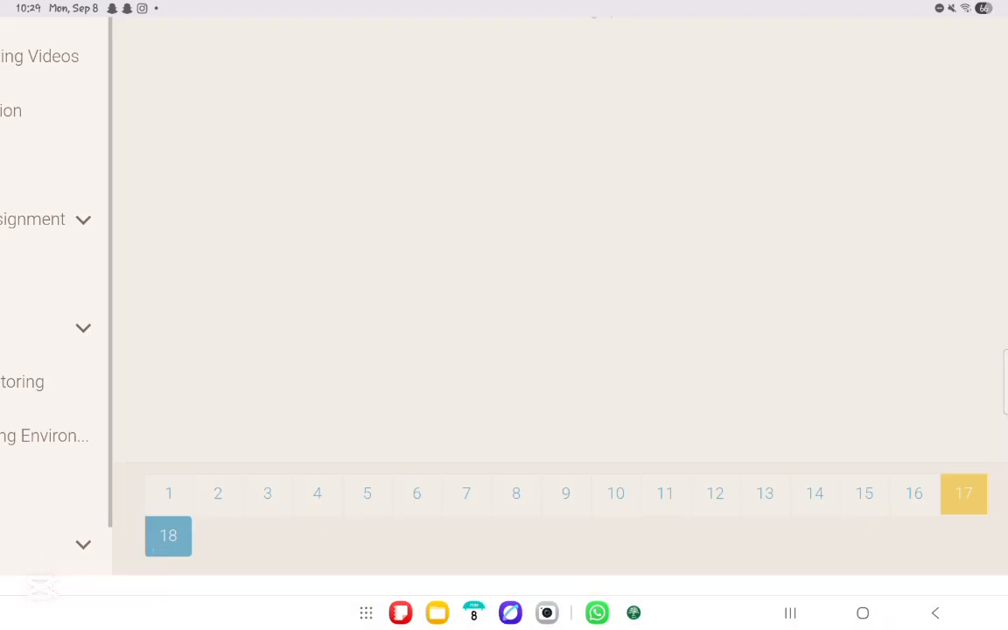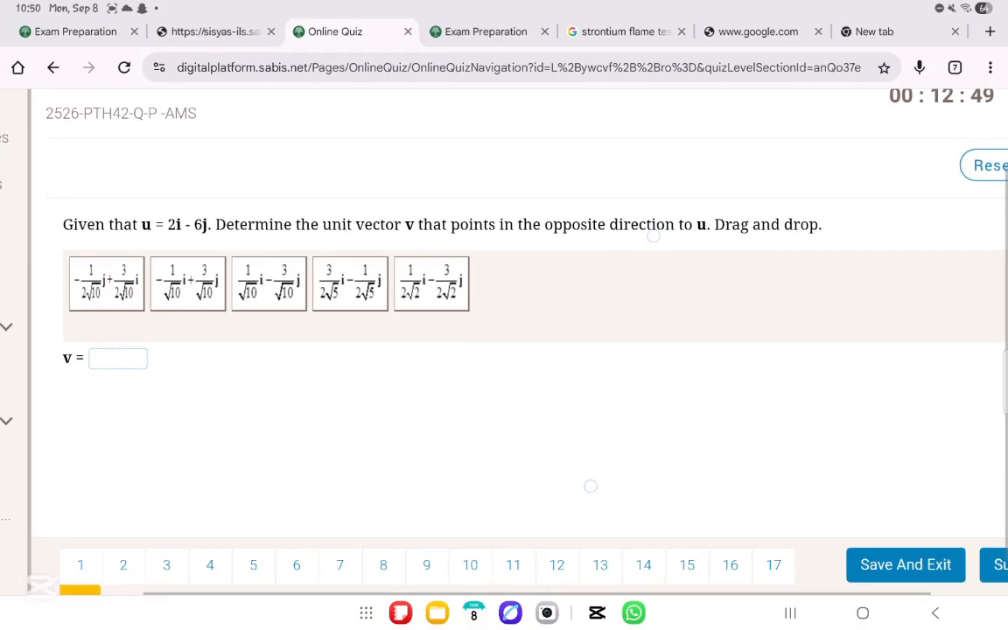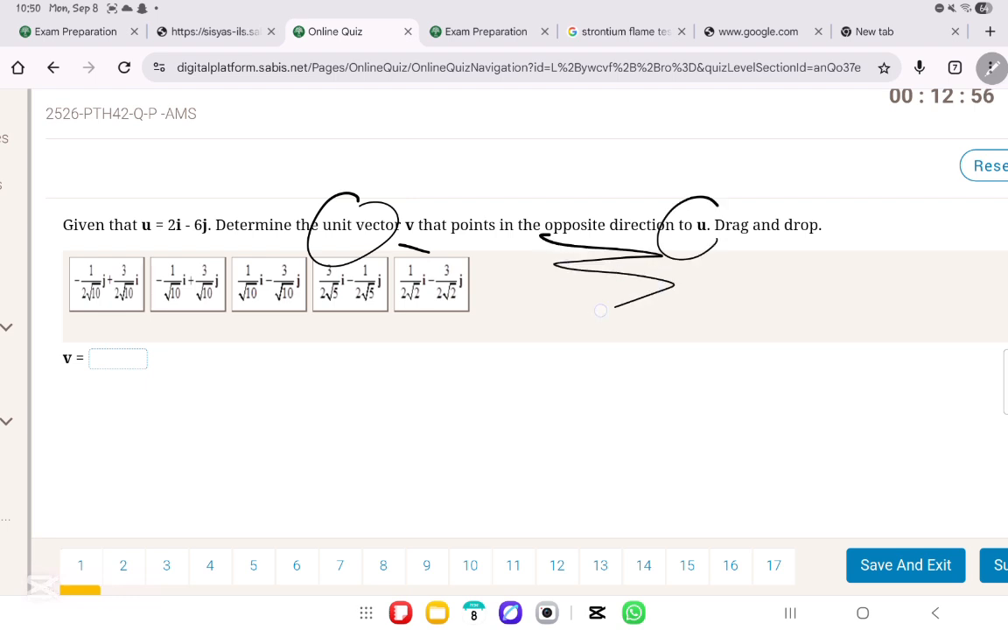Now the last and final question we have is question number 18. They want us to find what, given that u is 2i minus 6j, determine the unit vector v that points in the opposite direction to u. First thing we need to do is to find the unit vector. How do we find unit vector? It's xi plus yj over what? Over the magnitude. So in this case, it's 2i minus 6j over the magnitude.